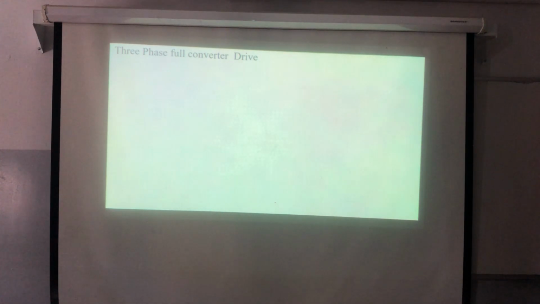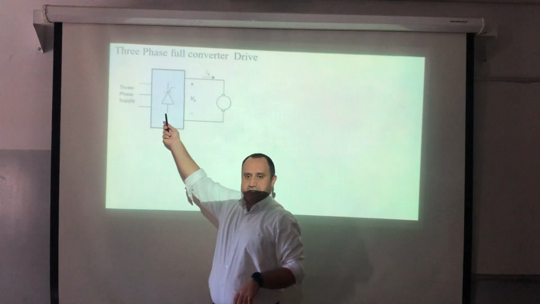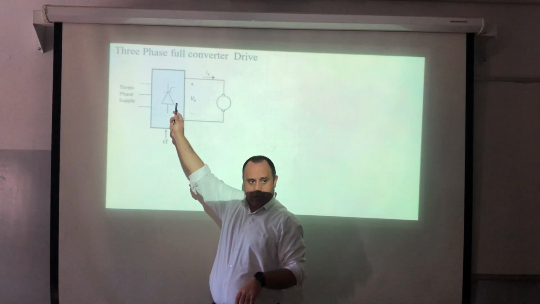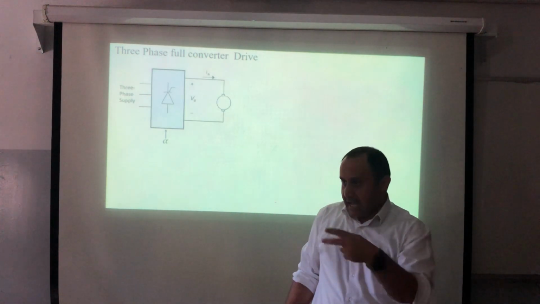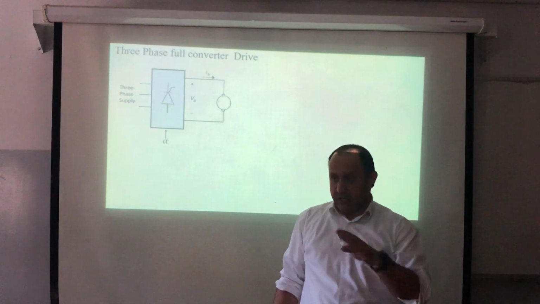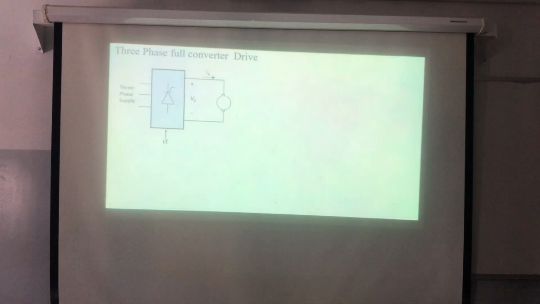Now, sometimes I need more power. More power means that I need to go to polyphase. So instead of the single phase, I will go to the three phase full converter drive system. The same thing here: I'm having the first one as one block, a single thyristor deciding the direction of the arrow, and inside this one I'm having 3 legs. Each leg has 2 switches. So in general, I will have 6 switches, numbered from T1 to T6.